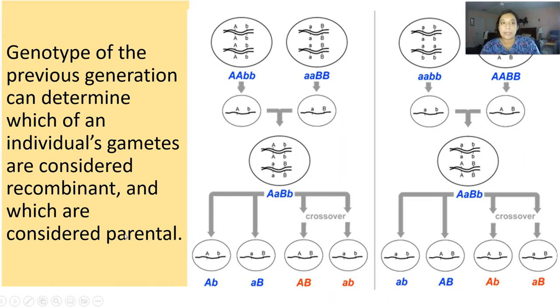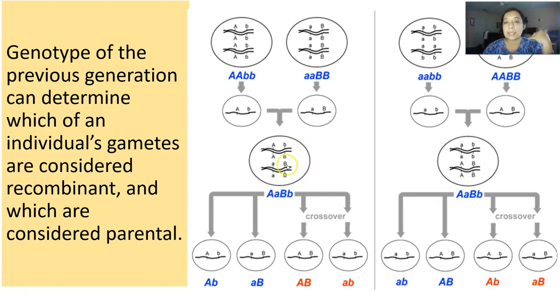So here is an example. When we're looking at any scenario like this, we want to know which ones are our recombinants and which are our parental genotypes in the gametes that we are getting. Here are two examples, both with two genes. In the first example, the two parents each have one dominant gene and one recessive gene. In the second, they are all homozygous dominant or homozygous recessive.